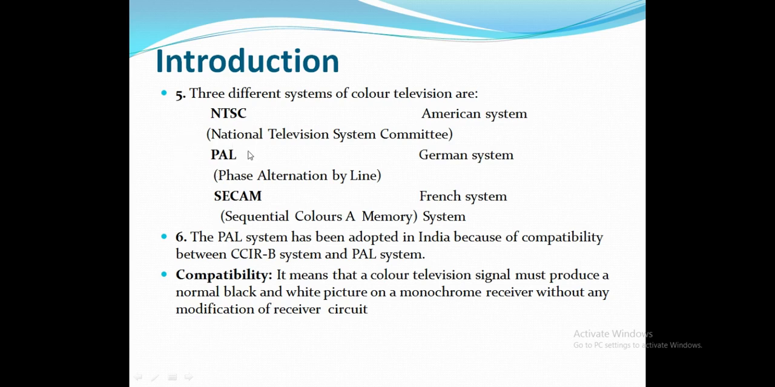First of all, what is compatibility? Compatibility is nothing but that even color television signals must produce normal black and white pictures on a monochrome receiver without modification in the receiver circuit. Without any changes in the receiver circuit, the color television signal must be reproduced. So that is the meaning of compatibility.